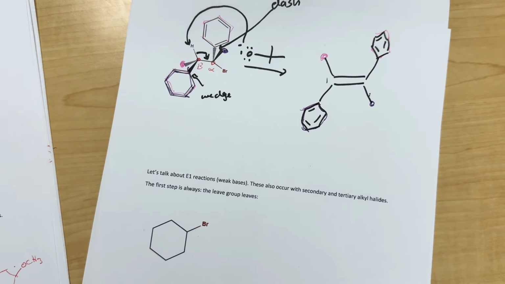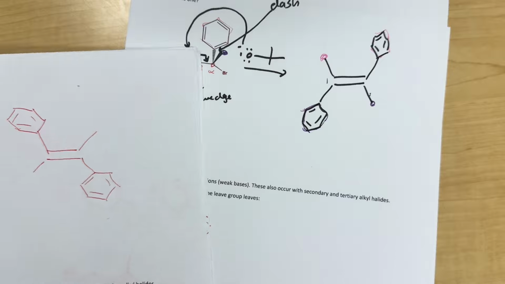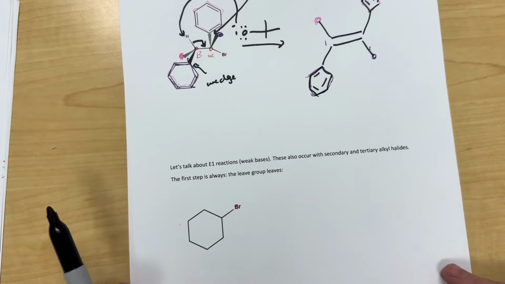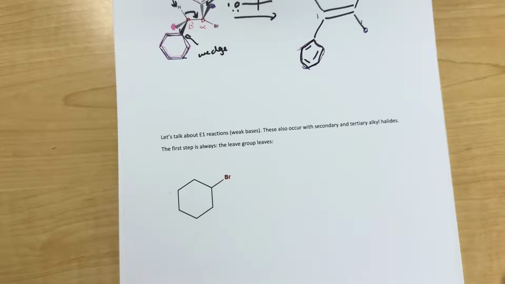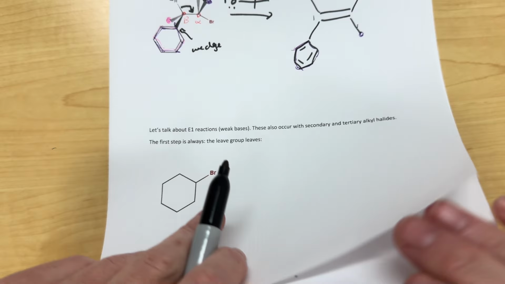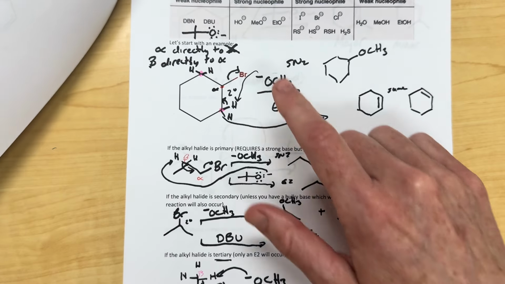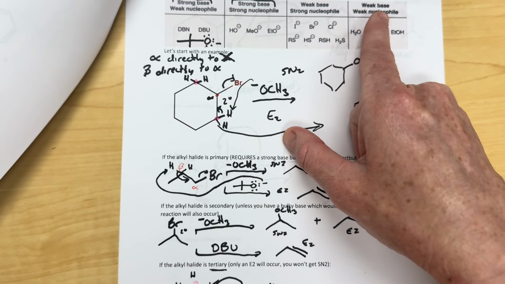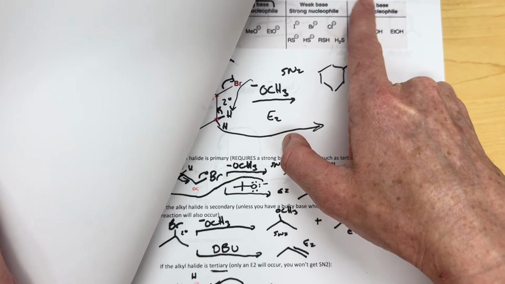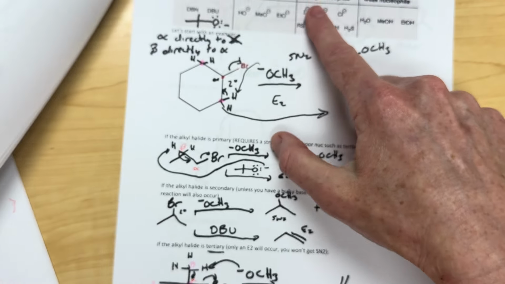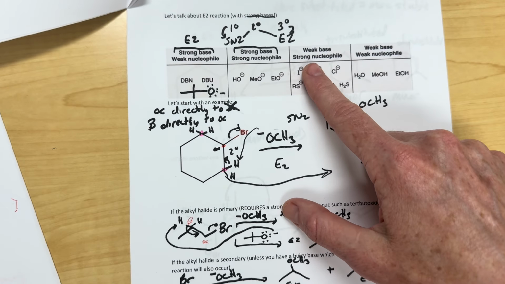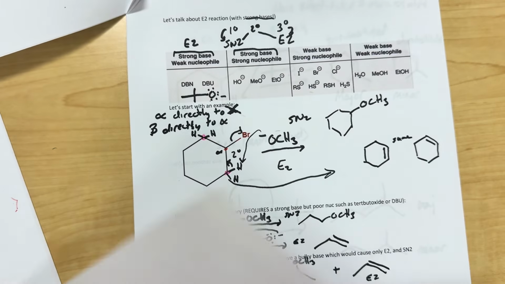Okay, so time for the next one, the E1 reactions. So for E1 reactions, that's when we're talking about a weak base. So let's go back to the very beginning, weak bases and weak bases, these two situations here and here. Okay, for these two, I'm going to go back and go like this.